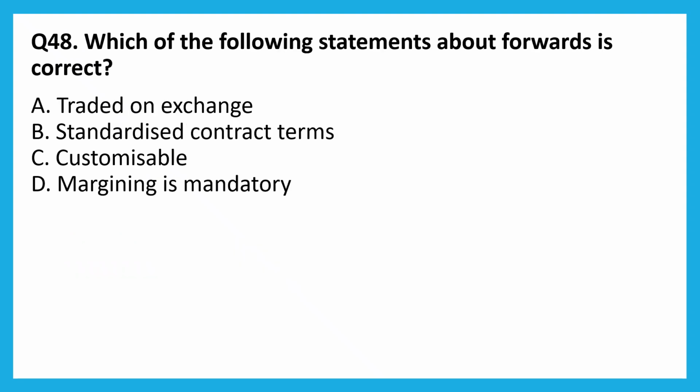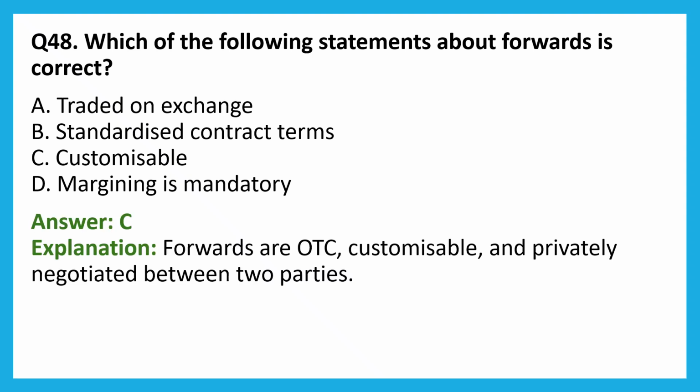Next question. Which of the following statements about forwards is correct? Option A. Traded on exchange. Option B. Standardized contract terms. Option C. Customizable. And option D. Margining is mandatory. Correct answer is option C. Customizable. Forwards are OTC, customizable, and privately negotiated between the two parties.